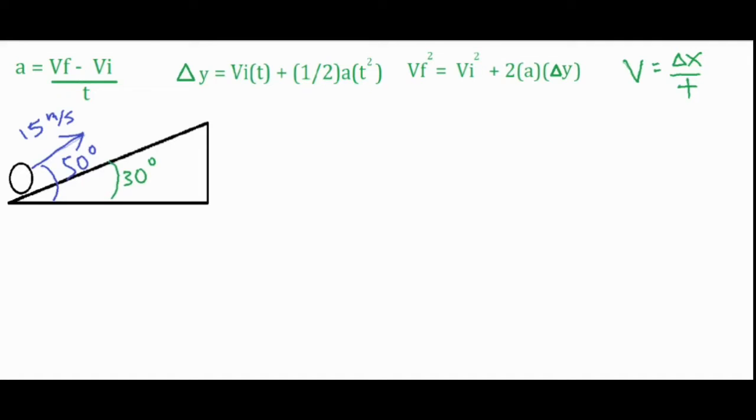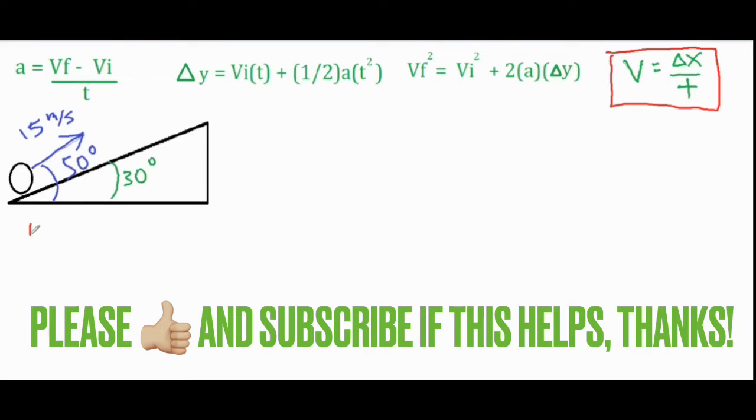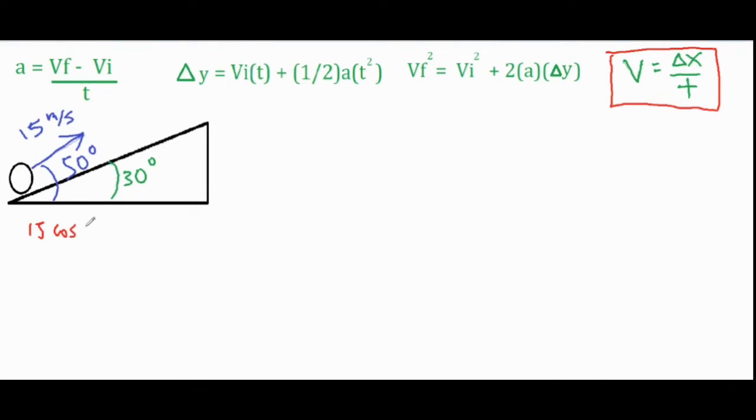So first of all, let's take a look at stuff in the x direction. We're only going to be using this formula right here because for constant velocity, we're only going to use v equals delta x over t. So we know that the velocity is 15. So 15 times the cosine of 50 degrees is going to give us that horizontal component, and that equals delta x over t. Now what we're going to do is solve for everything in terms of t, because later on we're going to need to do a substitution. So we're going to swap these, and then our time is going to be delta x divided by 9.64.